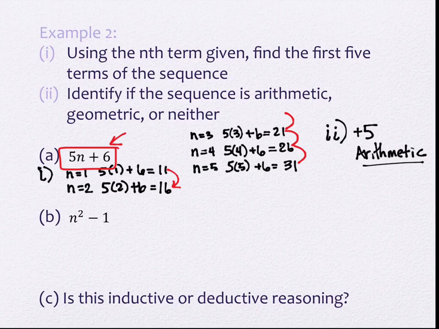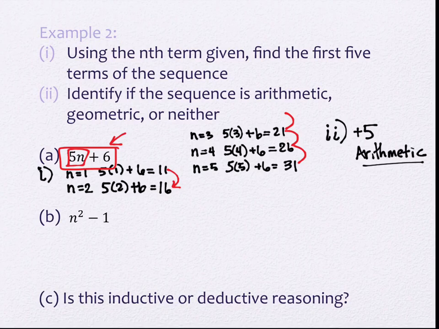So if there's adding or subtracting something in the formula. It's not the adding or subtracting that does it in the formula. It's the fact that you have a linear term, like n, multiplied by a constant 5. That's what's creating it to be arithmetic, actually.